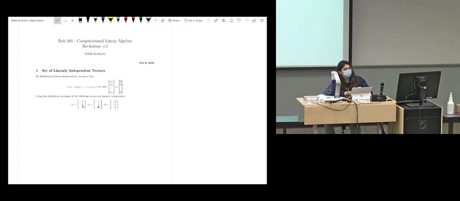And then the rest of the recitation will look into plotting in Julia, and we'll go over some simple codes that help us get familiarized with how we use the plotting syntax.